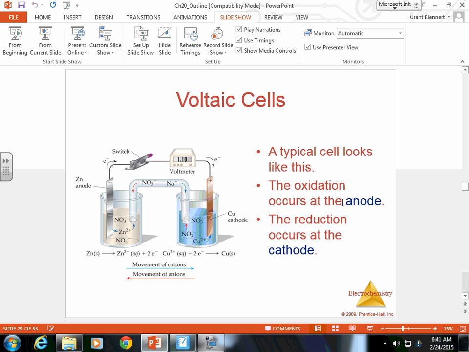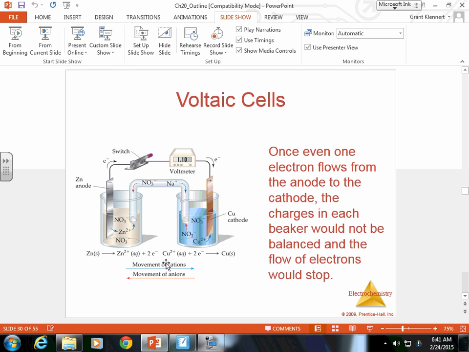The oxidation occurs at the anode, the negative part. The reduction is occurring at the cathode, the positive part. All right? So again, the oxidation is occurring at the anode. The reduction is occurring at the cathode. So that's something to think about here. And what we have is the movement of cations and the movement of anions. And we have the movement of charge, the movement of electrons, and we've created a battery.